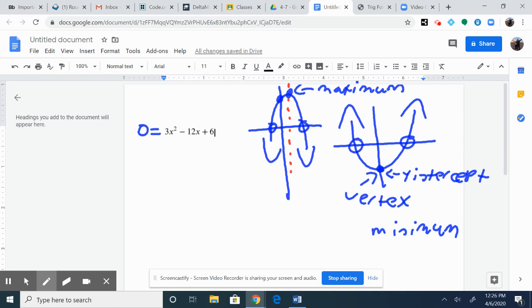So of course, these are a lot of different terms that I'm throwing at you. So we're just going to learn to find some of these so we can graph our equation.